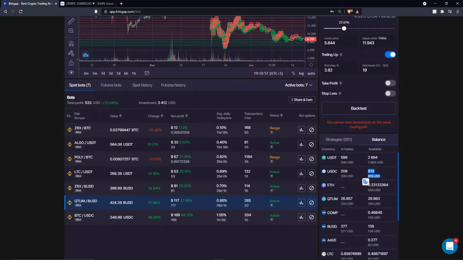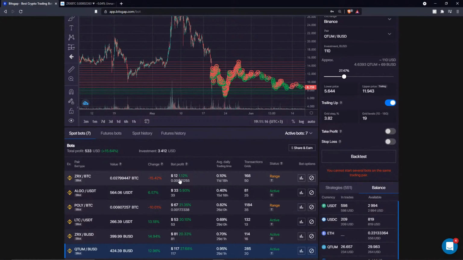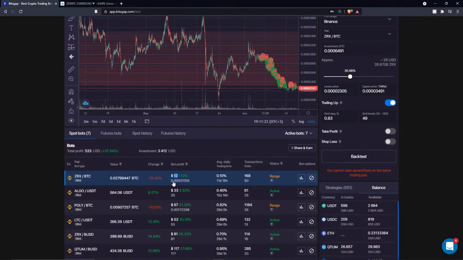So what's the formula for the investment at the top above the bots? So the investment change basically changes the value. It takes the value change of the base in open orders. So it looks at the value change of my 1000 0x's, and plus it takes into account the bot profit generated so far. That's $12. And this gives me the total sum in the investment. So it compares basically the current value with the value I invested, and it shows me the change.